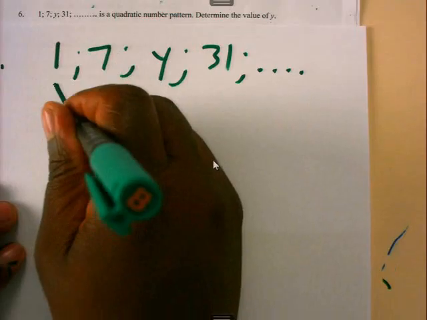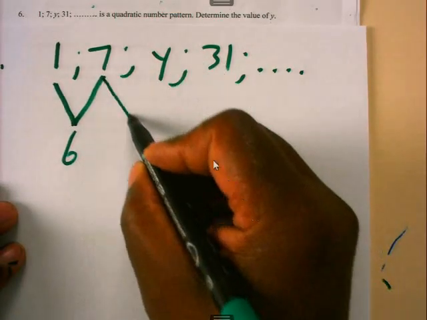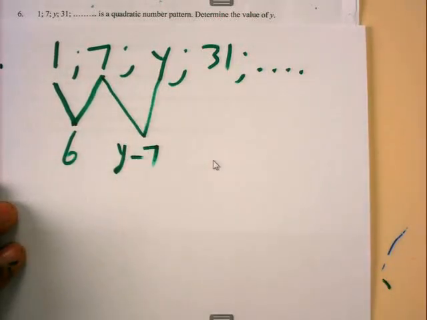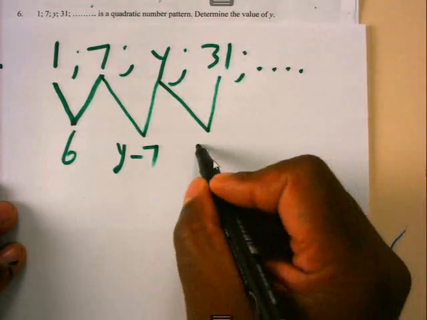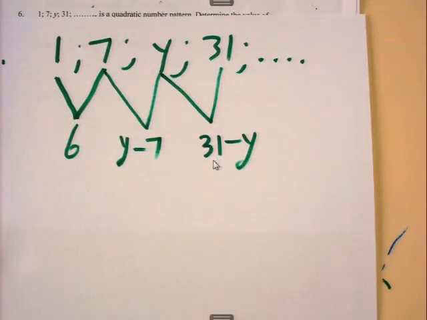This is the first difference. 7 minus 1 gives us 6. This is the first difference. Y minus 7. These are the unlike terms. 31 minus y. That is the first difference. I hope it's clear.